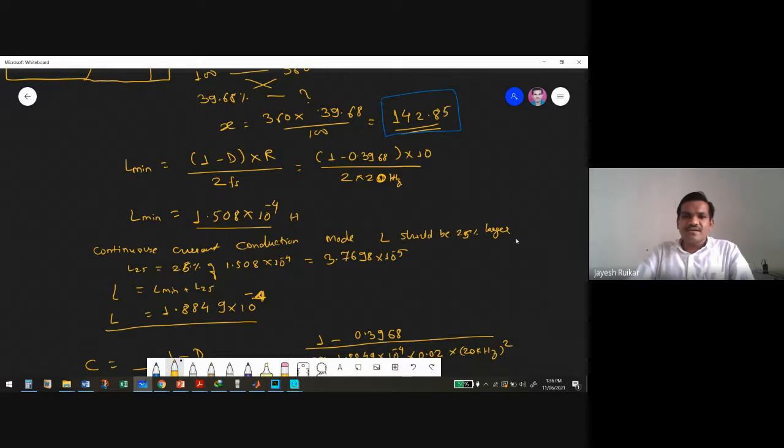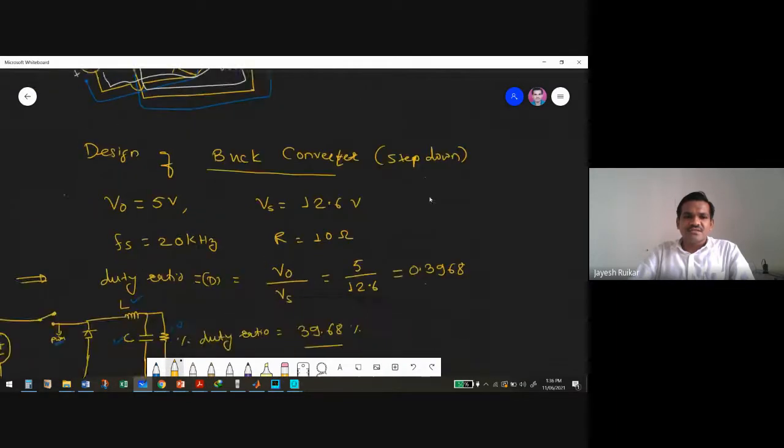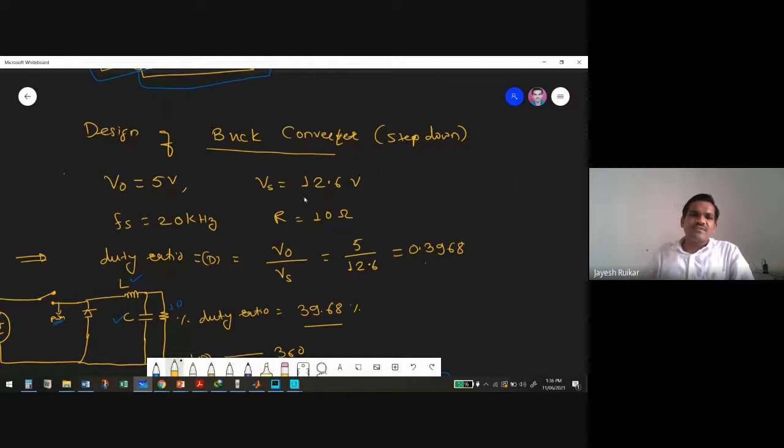I will go back to this. At the input we have 12.6 V, and at the output we got 5 V. So this is the step down DC-DC converter.